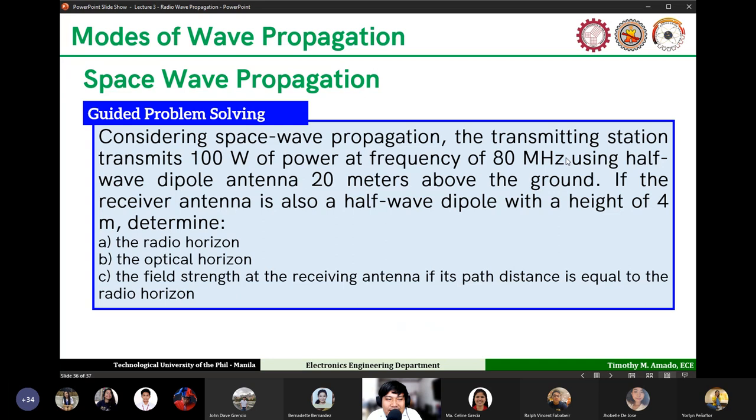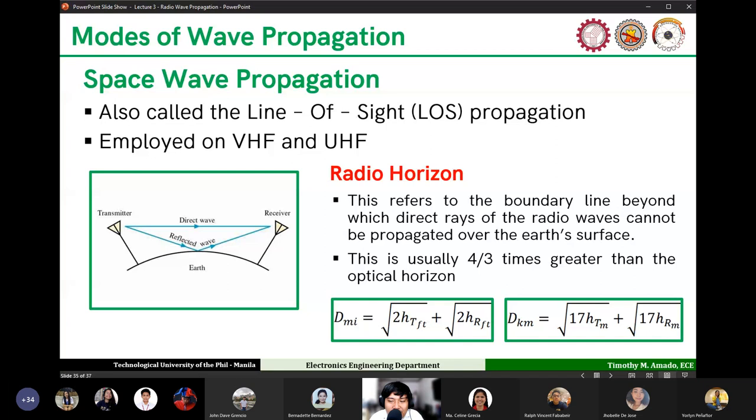Okay? So let's answer the problem, guys. By the way, yung una kong drawing, yung optical horizon, yung hindi pa naka-bend yung radio wave. Yung radio horizon, guys, is 4/3 times farther or 4/3 times greater than the optical horizon. Di ba meron tayong straight lang na path, pero hindi talaga straight yun. Medyo naka-bend ng konti yun, and that is 4/3 greater than the optical horizon.